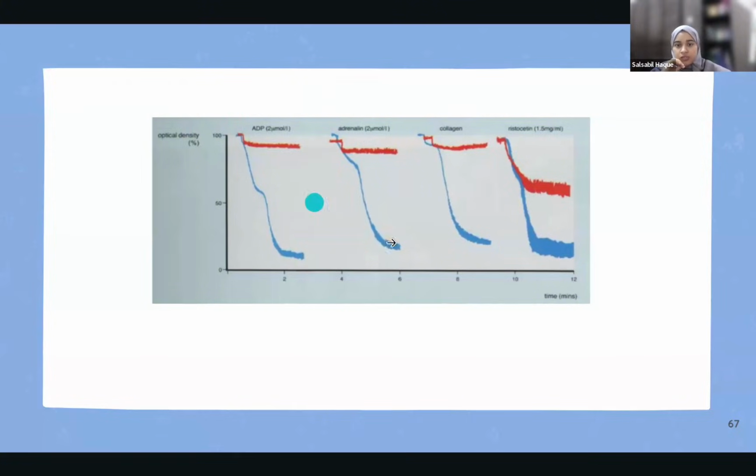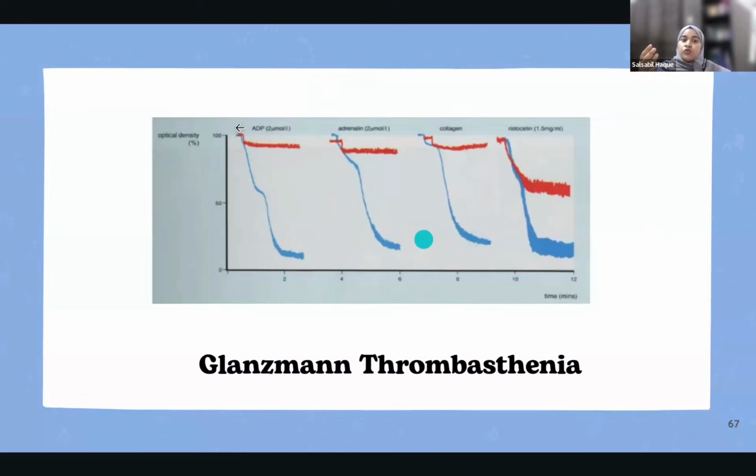So this is a normal blood cell. However, in Glanzmann thrombasthenia, which is a deficiency in platelet aggregation, you do not see platelet aggregation. I hope that makes sense. So this diagram is a platelet aggregation study. You use different kinds of aggregating agents to see whether the platelets aggregate, and you look at the optical density.